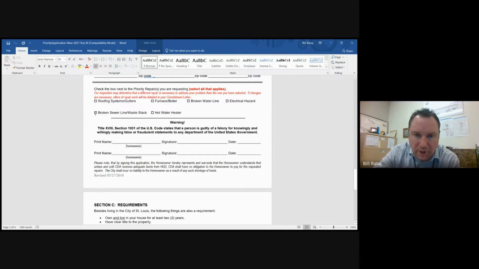Those things are considered priority. Or you don't have a hot water heater that works. That's a priority as well. People need to have hot water for lots of reasons, so those are priorities.